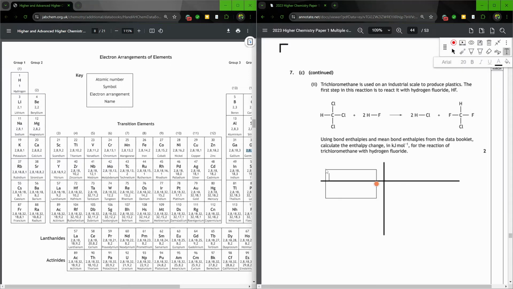I'm going to have bonds broken. Bonds broken require energy, so I'm going to put it as positive because the values kind of swap from what you think in real life. So a positive enthalpy means it requires energy, it takes in energy from its environment, but a negative enthalpy means that it gives energy out into its environment. So that means when bonds are made and they release energy, it'd be negative.